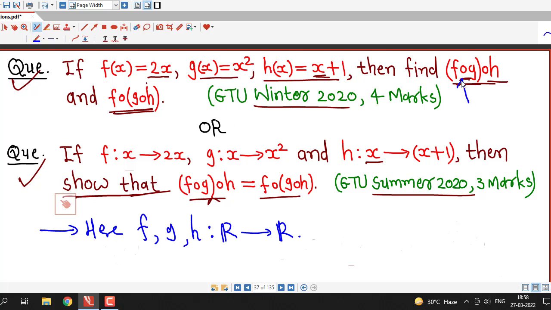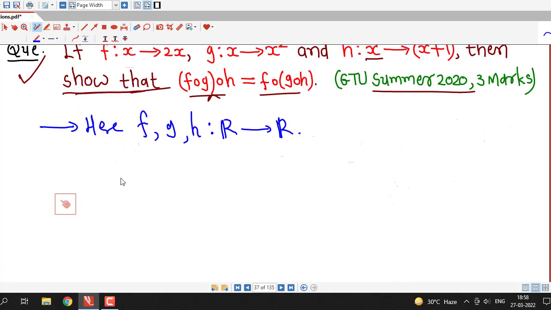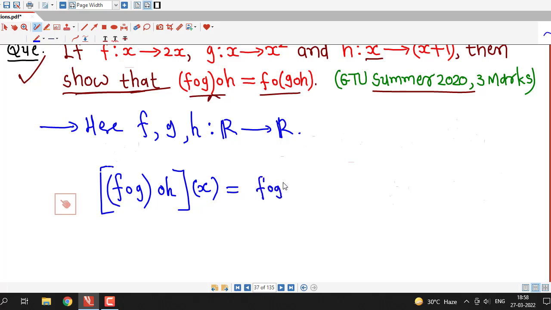Now first we find f composite g, or we can directly start by finding this f composite g composite h. This is also a function from R to R because all these are from R to R. So we find out the value of this function at any x which is a real number. By definition, this is fog of h(x). We are simply using the definition of composition. We consider this as one function, this as another function, and we are using this definition.